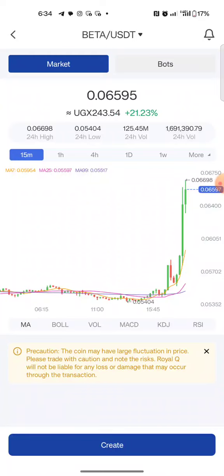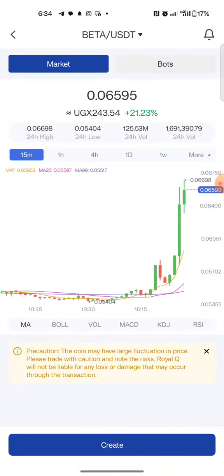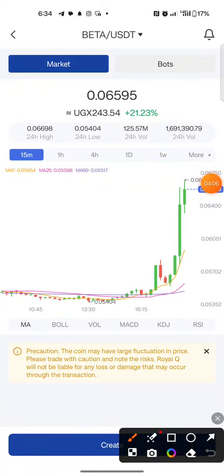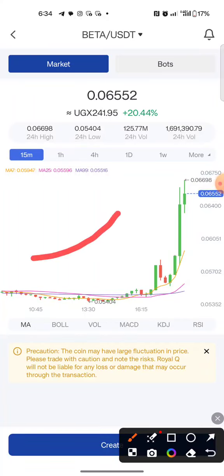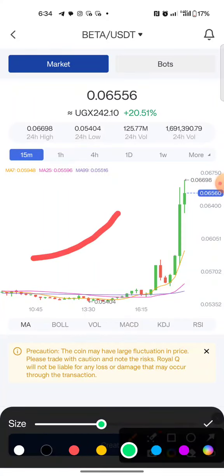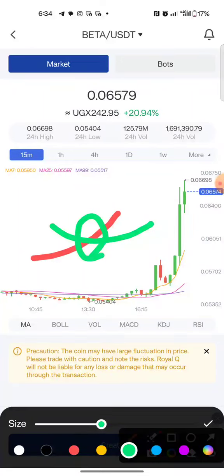Today, I can use the 15 minutes time frame. When you're using this tool to do your analysis, you look for what we call a golden cross. What is a golden cross? A golden cross is when a small moving average, for example of 7, crosses a big moving average of 25. This is called a golden cross.